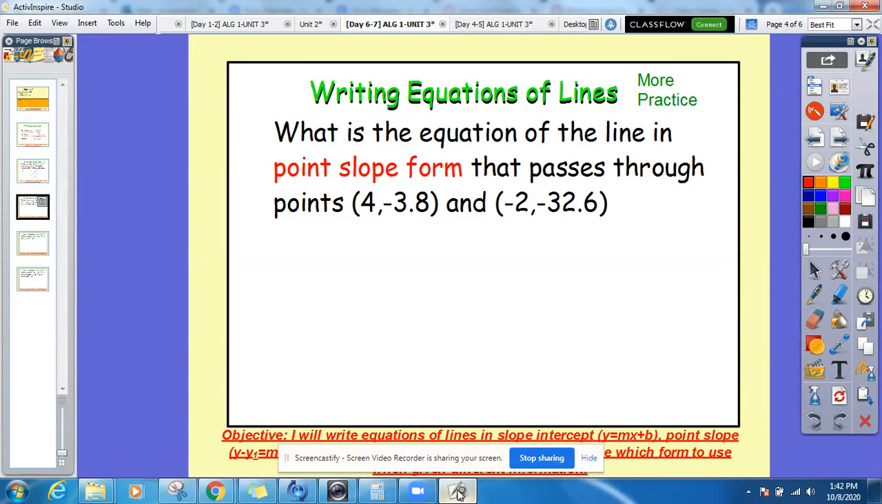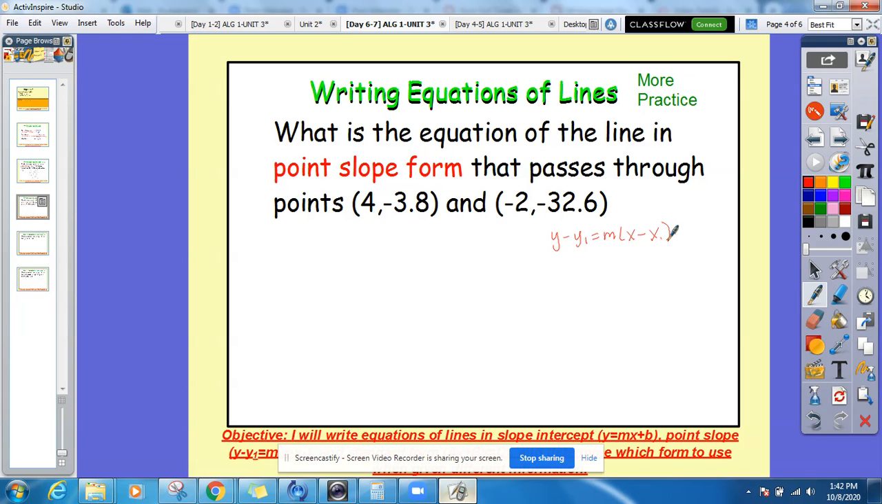All right, guys, so here in this problem, it says, what is the equation of the line in point slope form? And we're given 2 points. Okay, so we need to use point slope form here. That's not too bad. To use point slope form, we need this equation: y minus y1 is equal to m times x minus x1, where m is my slope and y1 and x1 are just some points on the line.